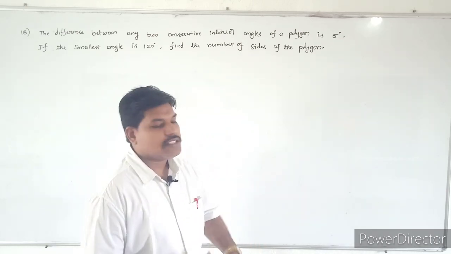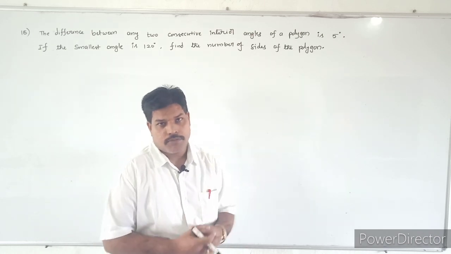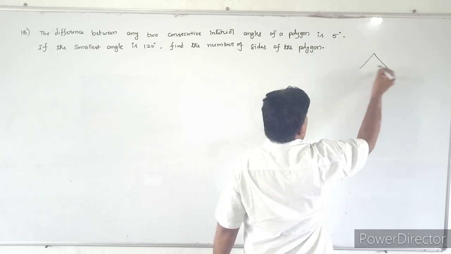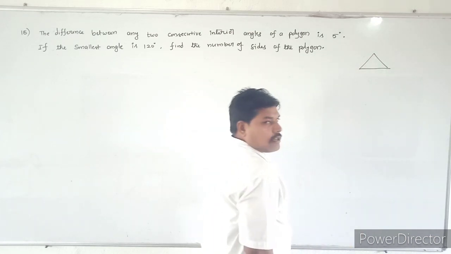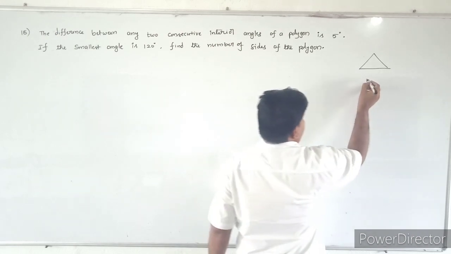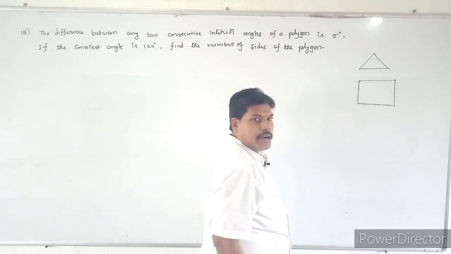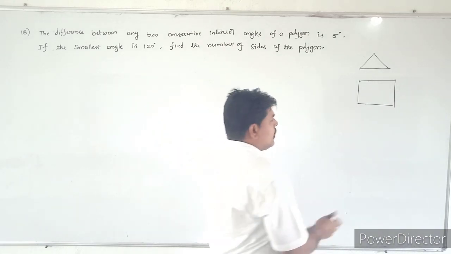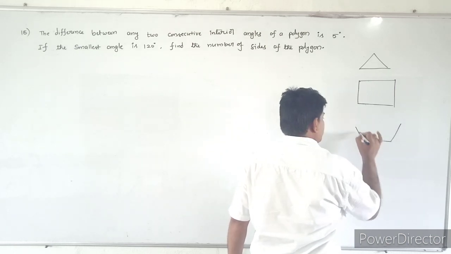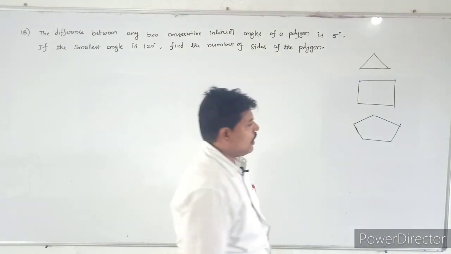So, see students, what is the meaning of polygon? Polygon is nothing but a closed figure. So, what does that mean? For example, see this one. It is a closed figure. Yes or no? What is the number of sides here? 3 sides. So, see this one. It is a quadrilateral. It is also a closed figure. And see this one. So this is also a closed figure. And also see here.